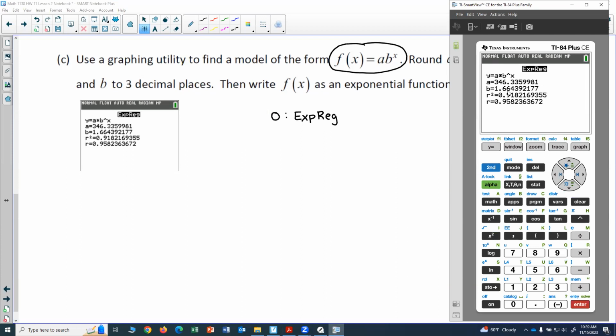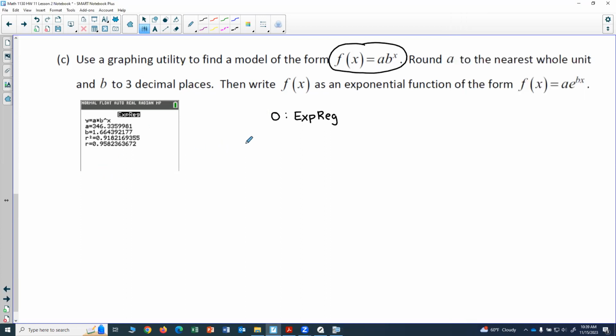So I would have f of x equals, and they say round a to the nearest whole unit. So I would have 346. The number directly after the decimal is a 3, so I do not round up. I leave it as 346.